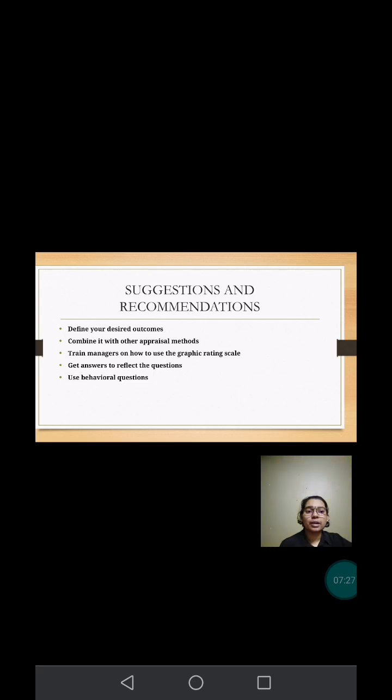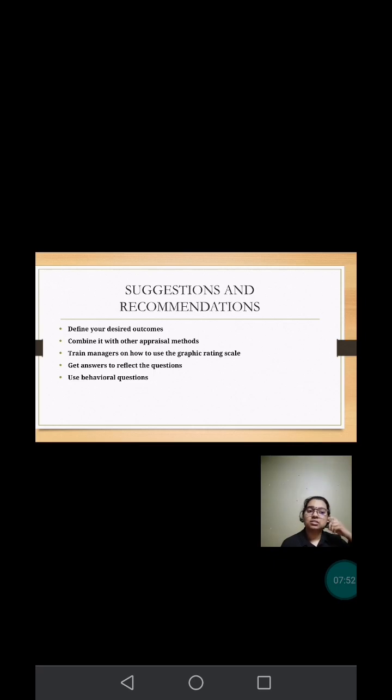Secondly, it will be combine it with other appraisal methods. While the graphic rating scale can be useful for employee evaluation and appraisals, you shouldn't use it in isolation. Combining this appraisal method with others such as an essay performance appraisal method, checklist scale, ranking appraisal, etc., helps minimize limitations and provides a more accurate insight to an employee's performance.